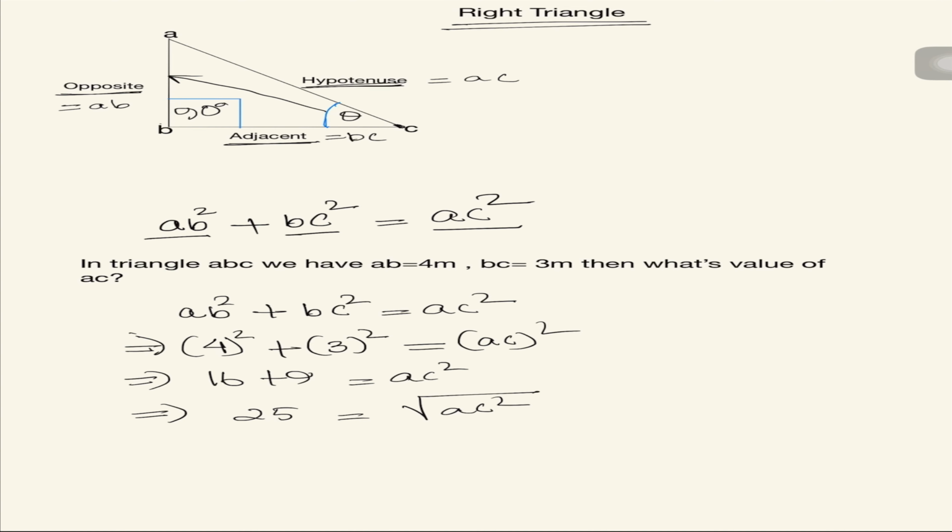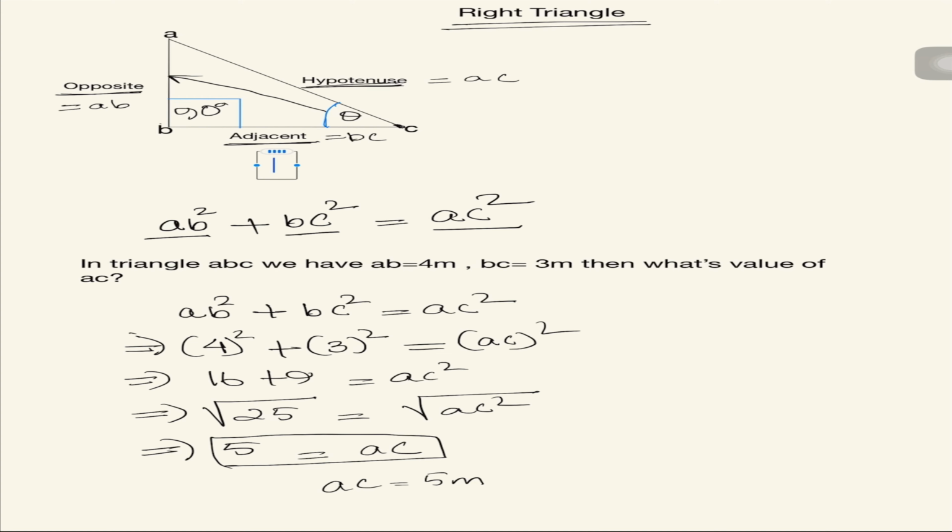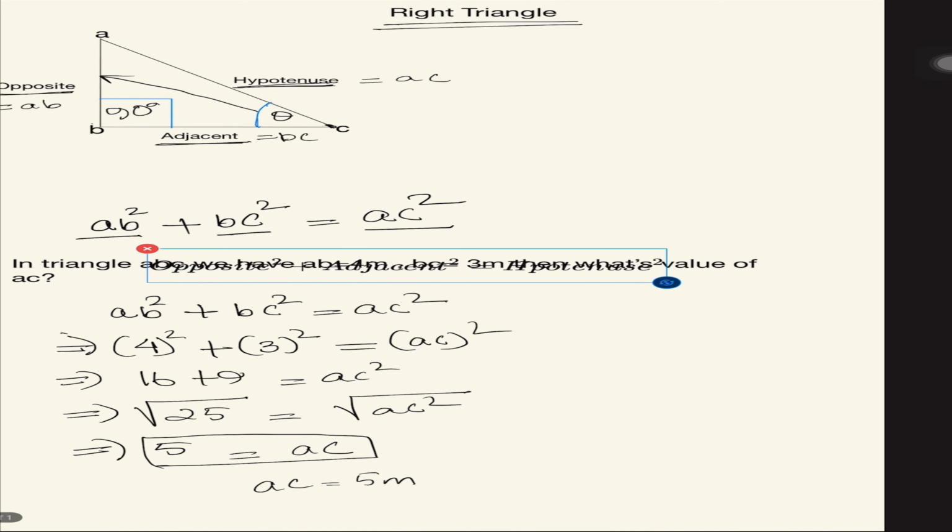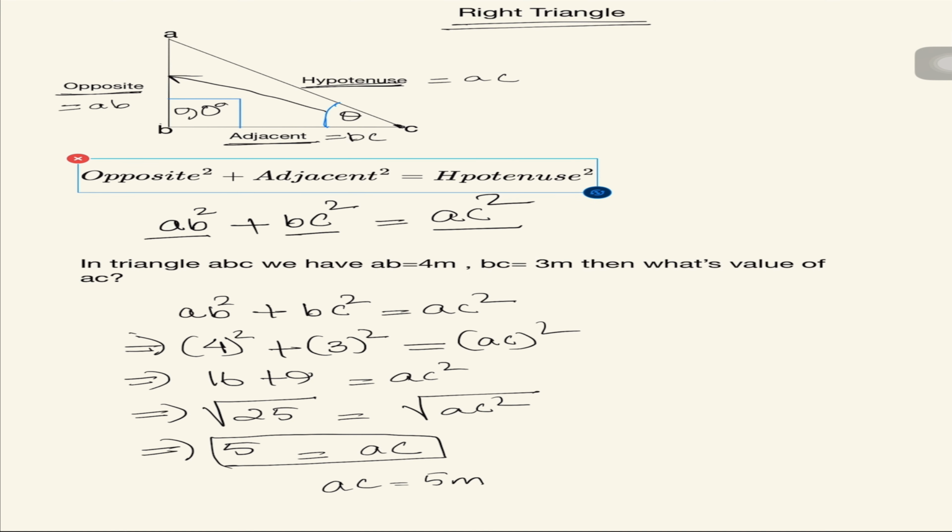Now if we take the square root on both sides, the square root of 25 is just 5, and the square root of AC square is just AC. So the answer is AC equals 5 meters. You see, with the Pythagorean theorem, in a right triangle, if we have two sides and we have to find the other side, we can find it easily. I really want you to understand that part because it is very important. You also need to know that opposite square plus adjacent square is the hypotenuse square. It's very, very important.